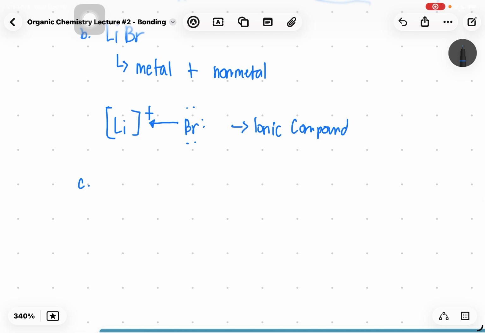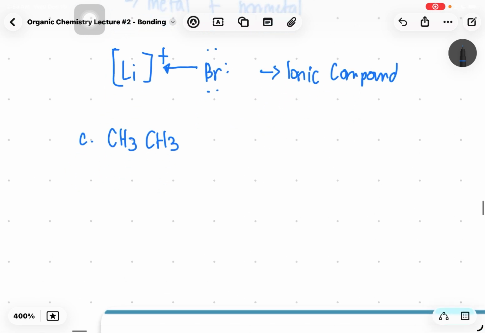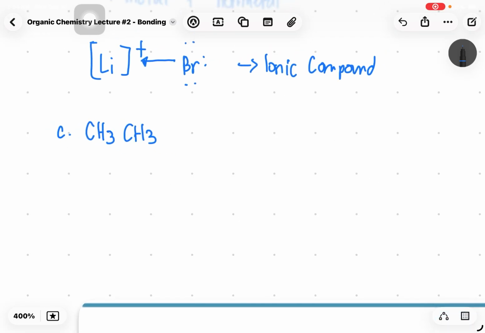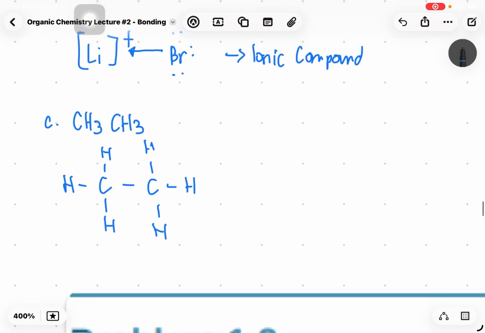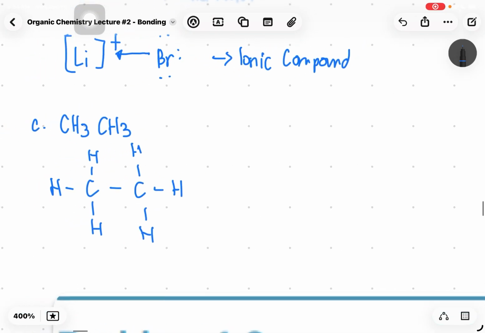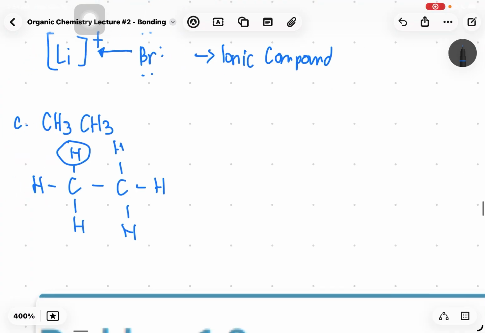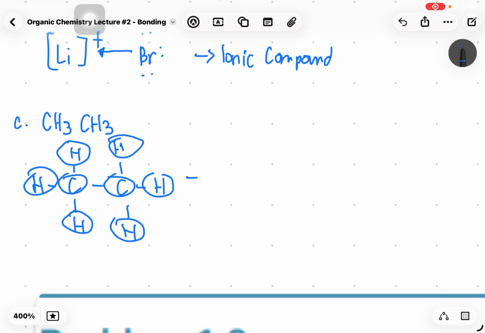Moving on, CH3, CH3. How would you draw this in its Lewis dot structure? Rather, its Lewis structure would look something like this. So that's an ethane. Now, what does this tell us? This is a covalent compound, as we see no metals anywhere. And that's it.